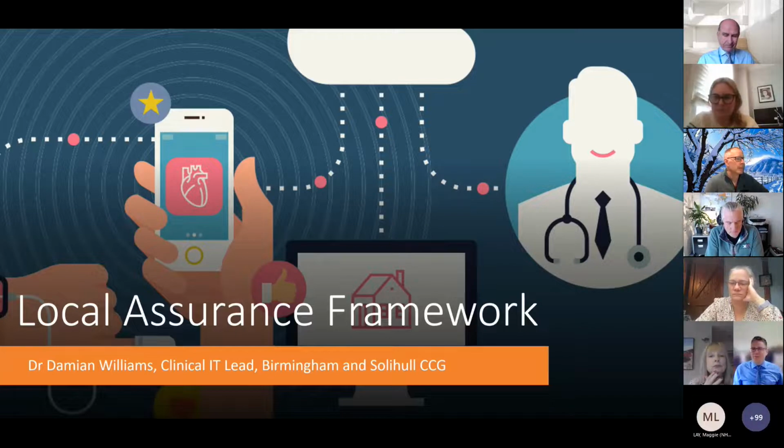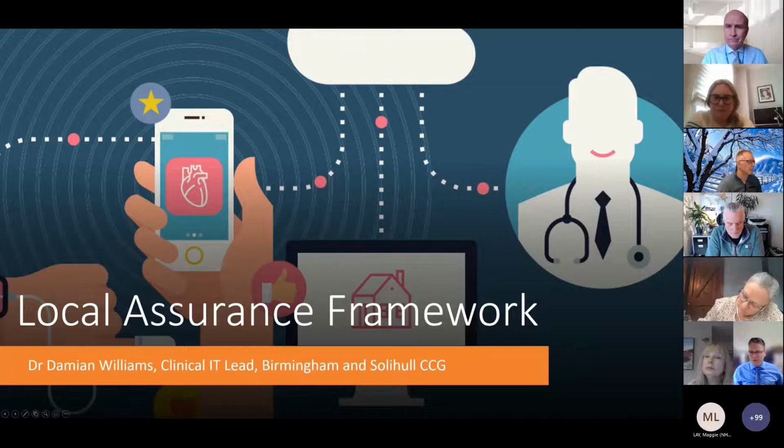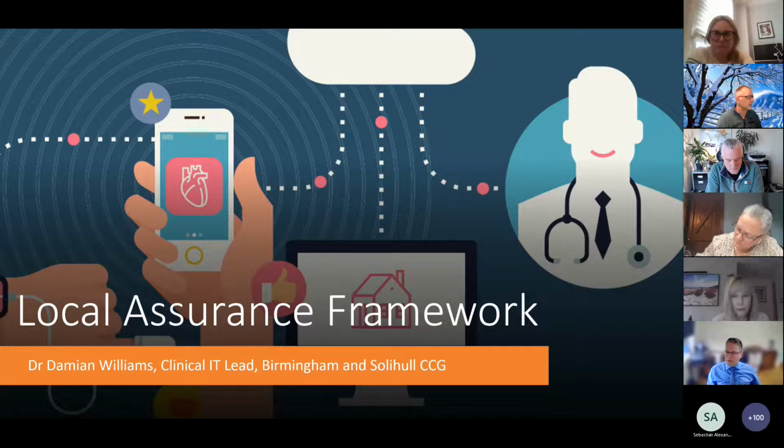My name's Damian. I'm a GP in Birmingham, and I'm one of two clinical safety officers at Birmingham and Solihull CCG. What I'm hoping to look at today is how we've done this locally. I'm not going to talk much at all about the details of the process, but more about what it's meant to us locally, why we're doing it, and so on.